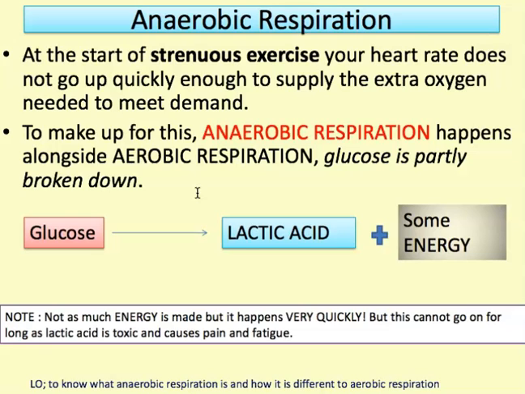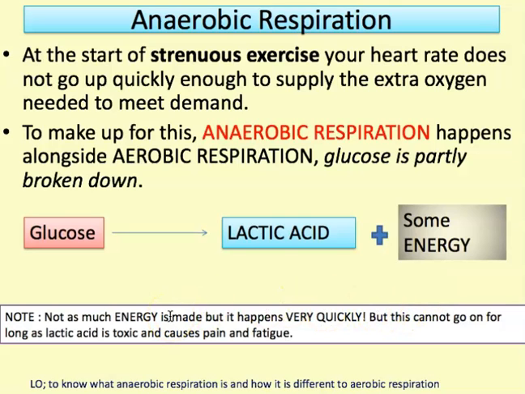Okay, so at the start of strenuous exercise, so high intensity exercise, your heart rate doesn't go up fast enough to supply the extra oxygen needed to meet the energy that you require to run really quickly or to perform certain exercises. So to make up for this, anaerobic respiration happens alongside aerobic respiration. During anaerobic respiration, glucose is partly broken down. Because glucose is partly broken down, it isn't broken down this time into carbon dioxide and water, it's broken down to lactic acid and some energy. This is a type of respiration that happens without oxygen.